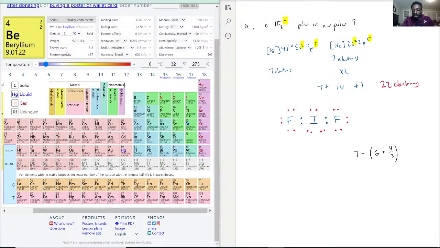Oh, that's interesting. Maybe I skipped a part. Right now, fluorine is content. Oh, well, that's why I miscounted. Iodine typically has 1, 2, 3, 4, 5 more because it's sharing 2. So I miscounted there. It's going to have 1, 2, 3, 4, 5 more.